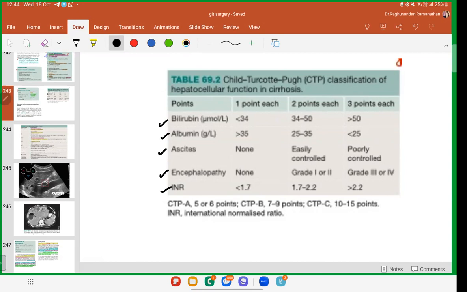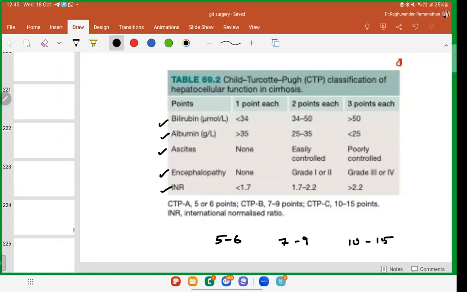So this is a table taken from your surgery textbook, Bailey. Bailey gives it as INR, whereas in your Harrison it talks about the prothrombin time, which is also included in the Child-Pugh scoring given in the Harrison textbook. So Child-Pugh scoring learning is now going to be very simple. When the Child-Pugh score is 5 to 6, it is going to be least severe. When it is 7 to 9, it is going to be moderate. More than 10, up to 15, it is going to be severe. So this is one classification which I want you all to remember.